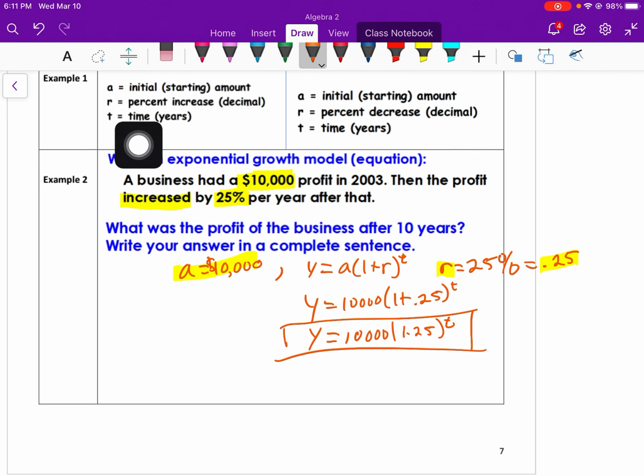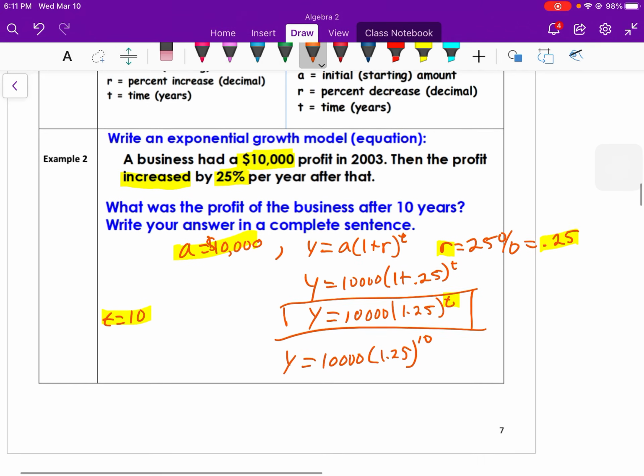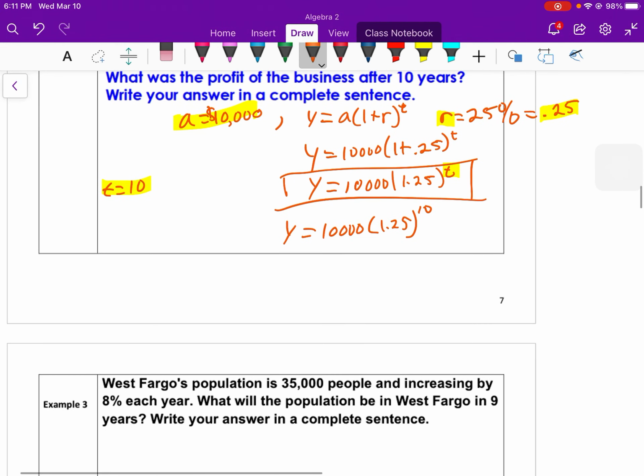The second part says, what was the profit of the business after 10 years? So now we want to know what T is, time in years. So we can do that by substituting T in to solve for y. So y equals 10,000 times 1.25 to the 10th power after I substitute T. And I have solved this, but what you should know first off is that in order of operations, we will do the exponent first. So you need to do 1.25 to the 10th power first. Then multiply that by 10,000.